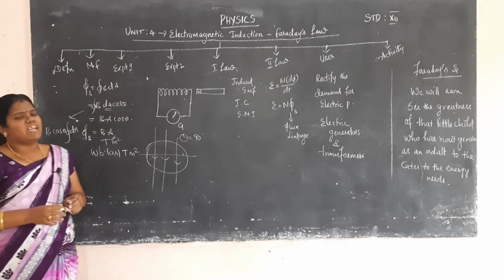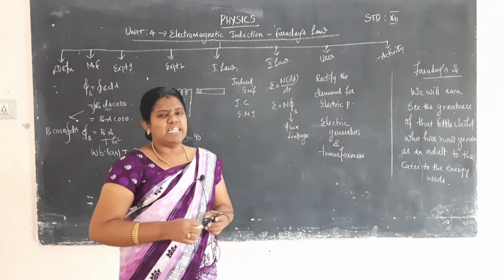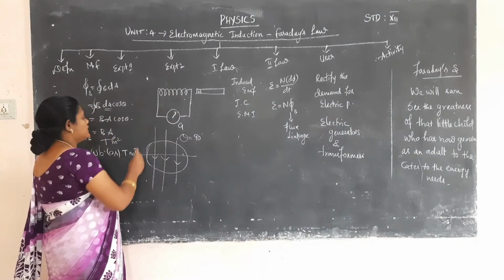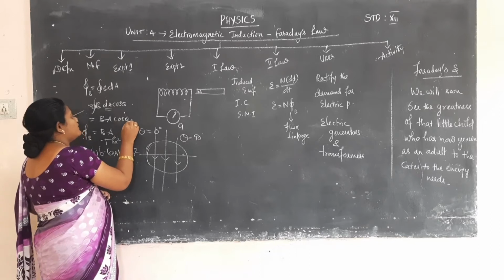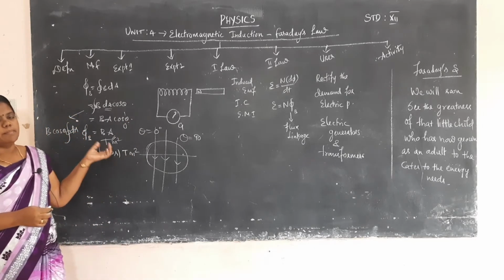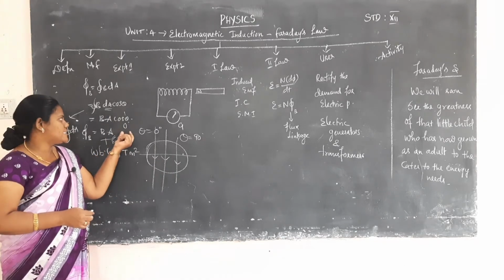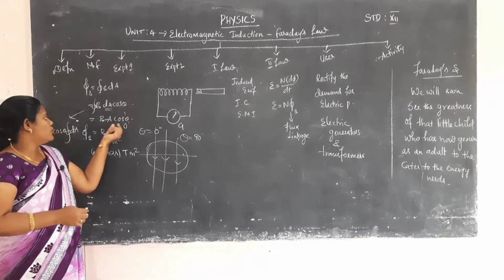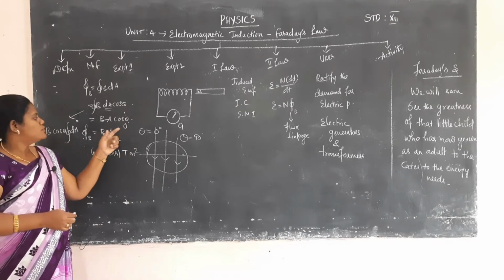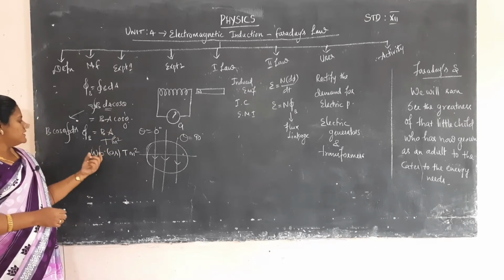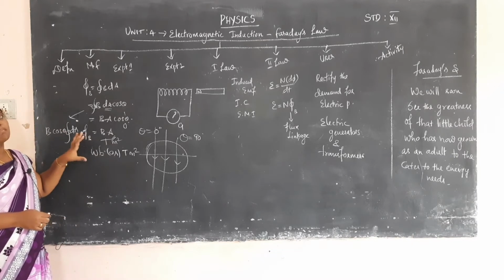Sometimes the magnetic field will be considered along the coil, so the theta value will be taken as 0, and cos 0 is 1. So the coil is parallel to the magnetic field, and the angle is theta. With cos 0 equal to 1, we easily calculate it as B into A. We multiply by 1 and easily get the formula for magnetic flux, B dot A. That is called magnetic flux.